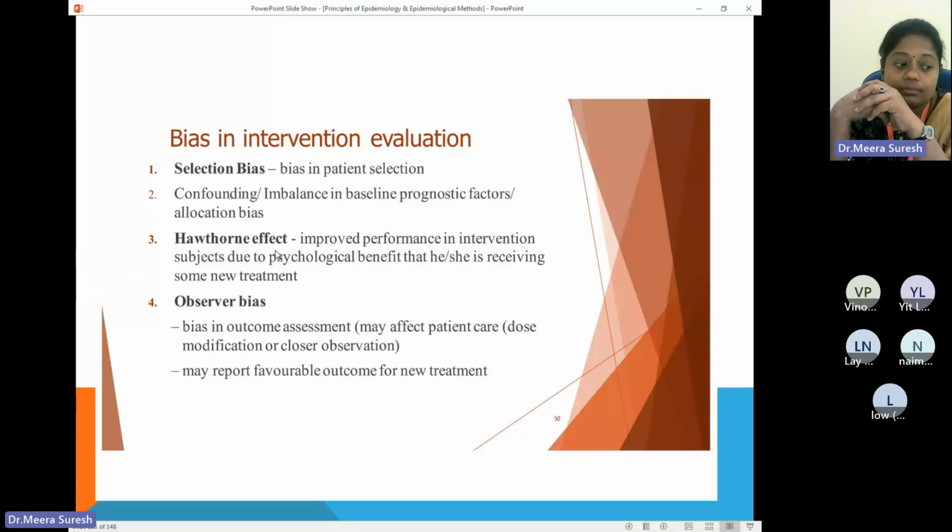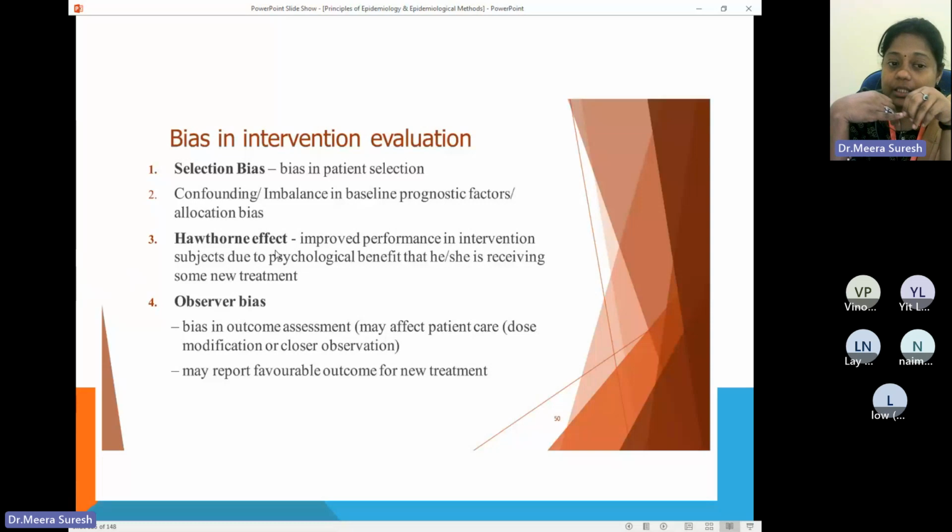So you are giving some medicine, and the person may believe it is a placebo, but the person is believing they are getting some medicine. So there is a possibility that they change some of their behavior to get a good certificate from the researcher. So the Hawthorne effect is a very important bias that can happen in the RCT study.